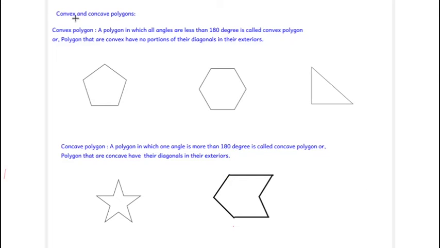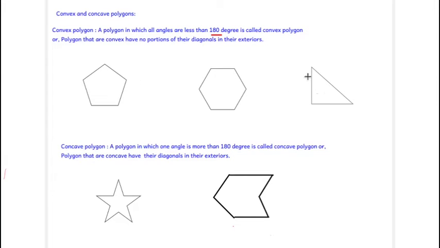The next is convex and concave polygons, the most important topic of this chapter. What is a convex polygon? A polygon in which all the angles are less than 180 degrees. All the angles should be less than 180 degrees, and that is called a convex polygon. Another definition is that convex polygons have no portion of their diagonals in their exterior. I will discuss this after some time. First, let us focus on the first line: a polygon in which all the angles are less than 180 degrees.